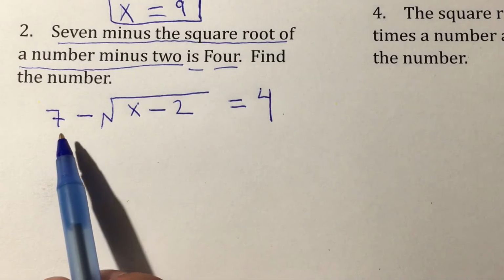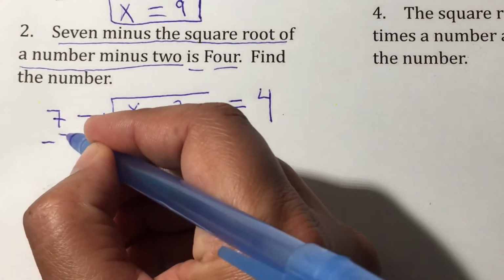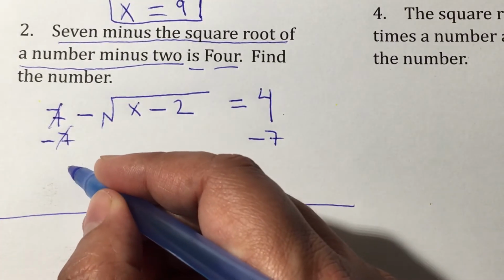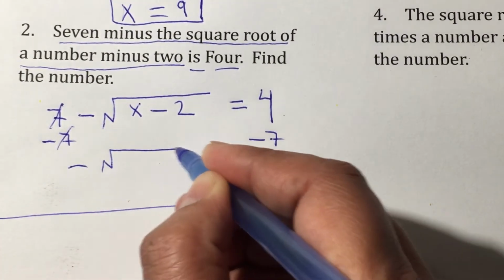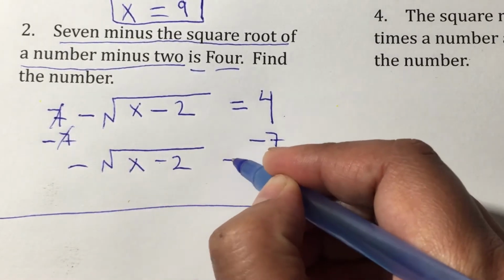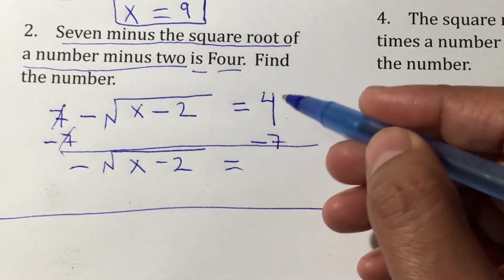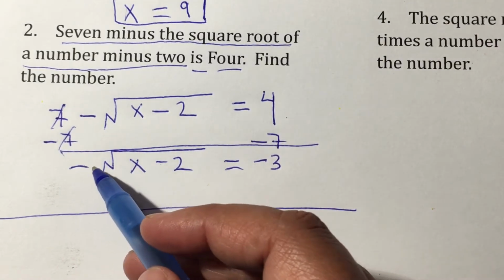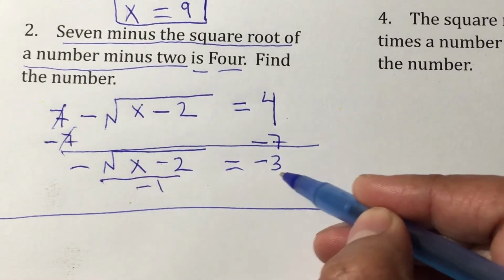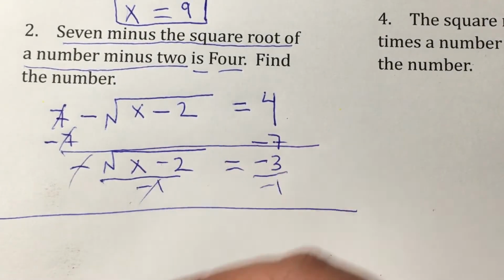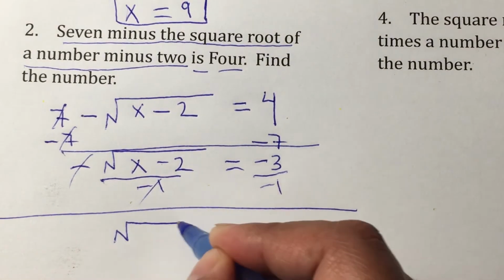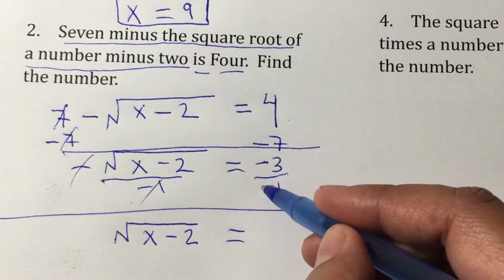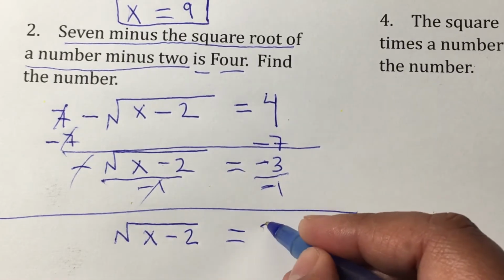And so the first thing that we want to do is to subtract the 7 because that's outside of the square root. This cancels and I get negative square root of x minus 2 equals 4 minus 7, negative 3. Now I'm going to divide by the negative in here. Divide by negative to cancel that negative. And we get the square root of x minus 2 equals negative divided by negative becomes positive 3 divided by 1 is 3.